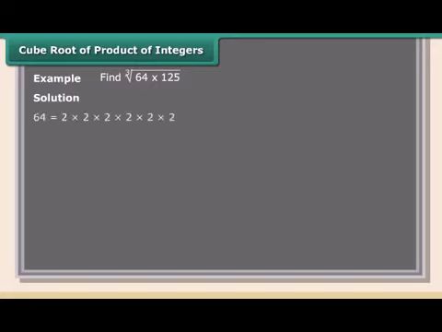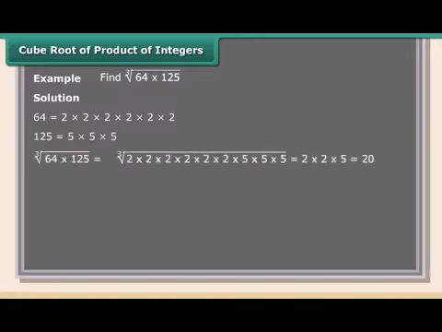Cube root of product of integers. Example: find the cube root of 64 × 125. Solution: 64 is equal to 2 × 2 × 2 × 2 × 2 × 2. 125 is equal to 5 × 5 × 5. The cube root of 64 × 125 is equal to the cube root of 2 × 2 × 2 × 2 × 2 × 2 × 5 × 5 × 5, which is equal to 2 × 2 × 5, which equals 20.